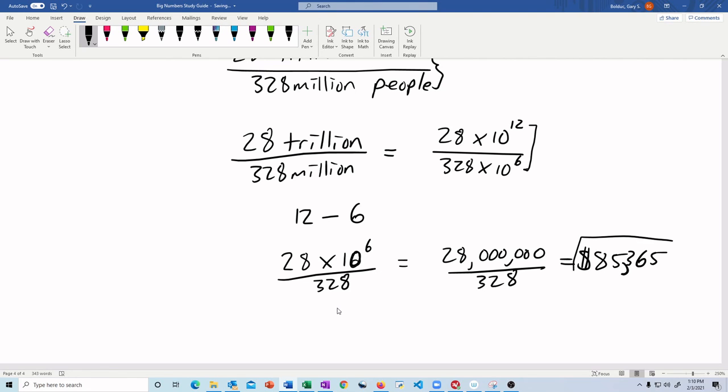So what does this say? To pay off the national debt, if we broke it up so every single person in the U.S. paid the same amount, each person would owe approximately $85,000.